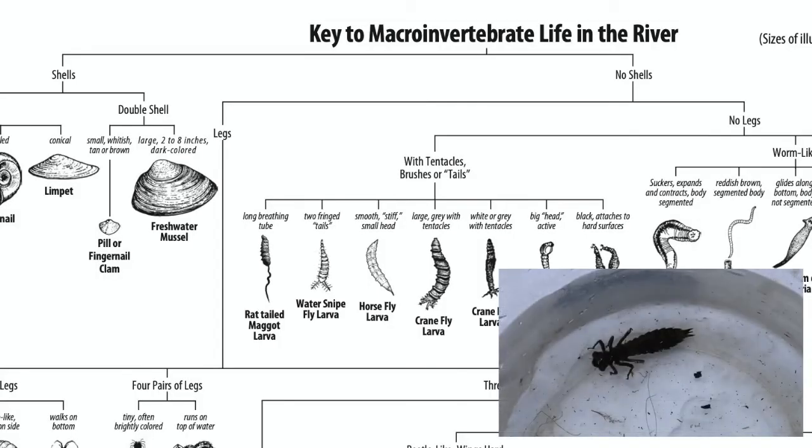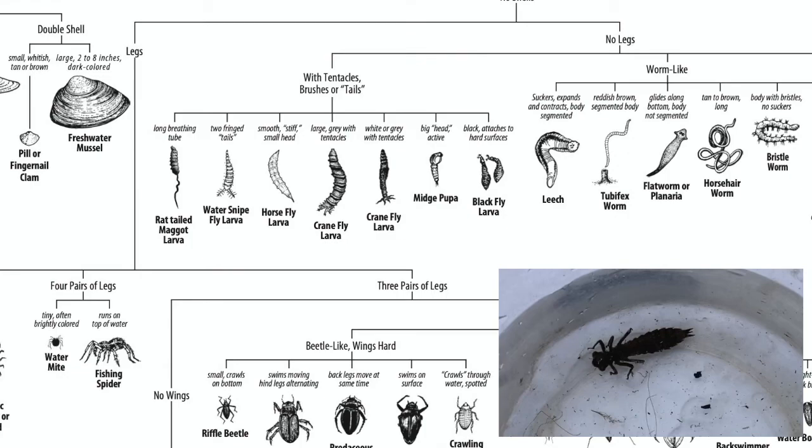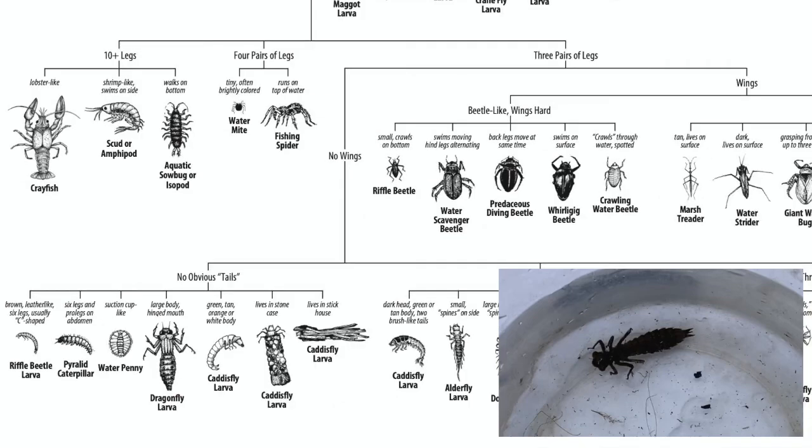We start at the top. To use the key, does this critter have a shell or no shell? Or no legs? Does he have 10 or more legs, 4 pairs of legs, or 3 pairs of legs? Well, if we count, there are actually 3 pairs of legs.